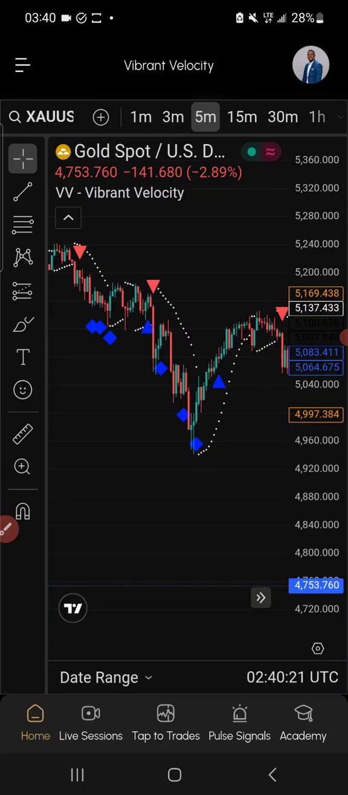So I believe that with this, anyone can use this as a guide to trading gold using the velocity scanner.